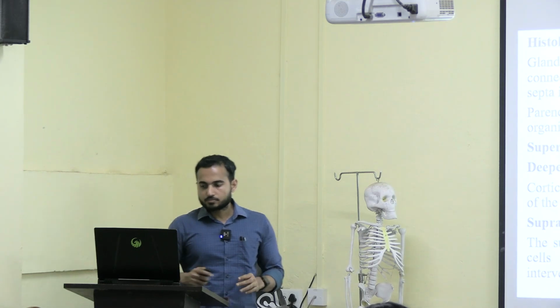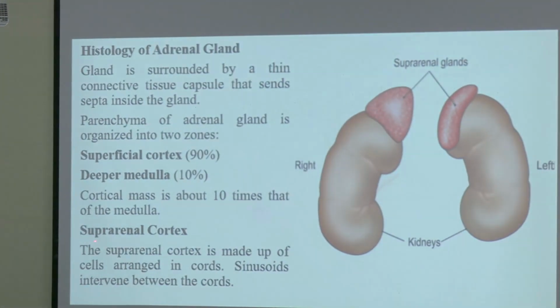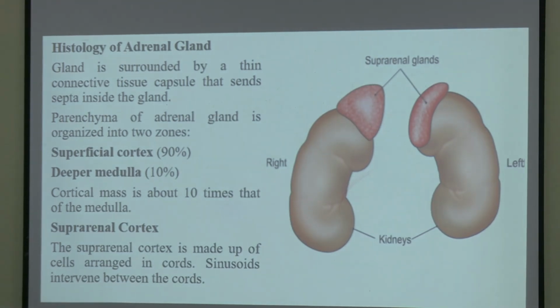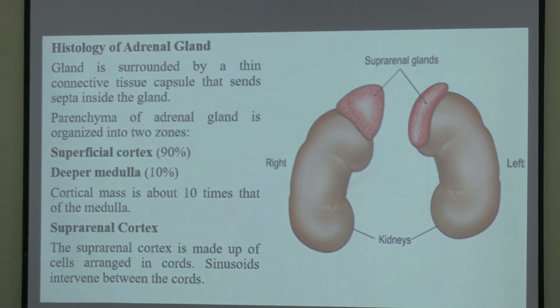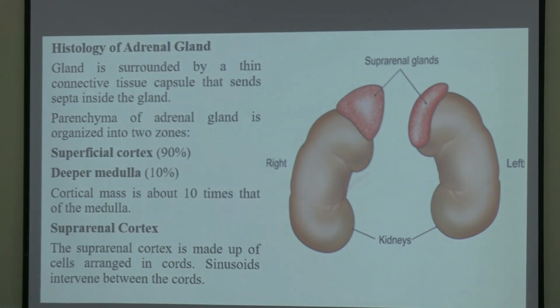Now first we'll discuss the cortex. If you see the cortex, it is made up of cells arranged in cords. In between the cords, sinusoids are present. See, here I have not mentioned ducts. There are no ducts. Instead of ducts, sinusoids are there, because it is a completely endocrine gland. So whatever secretion happens, all are hormones, so they directly come into the blood.